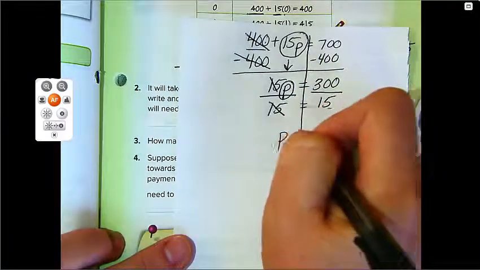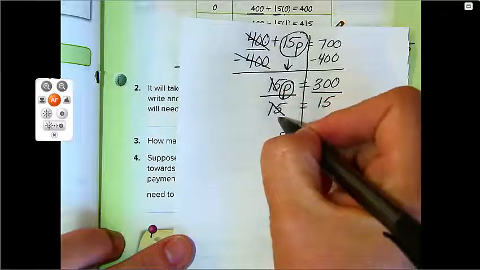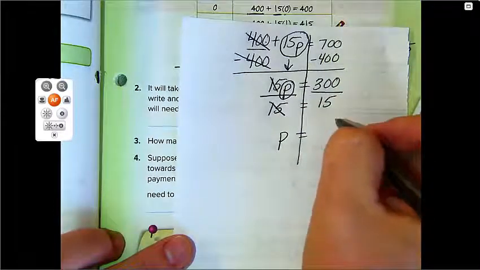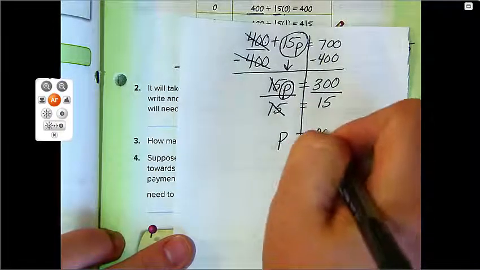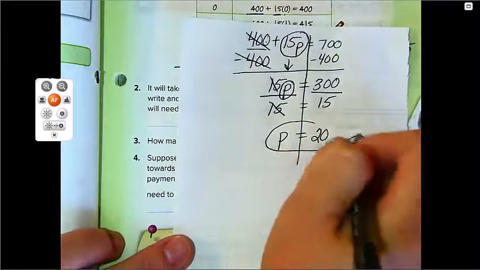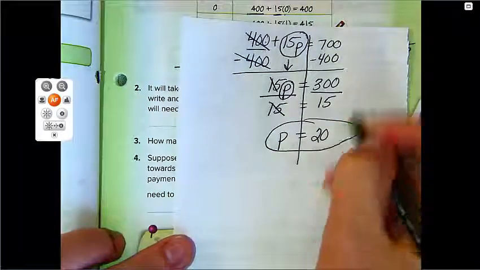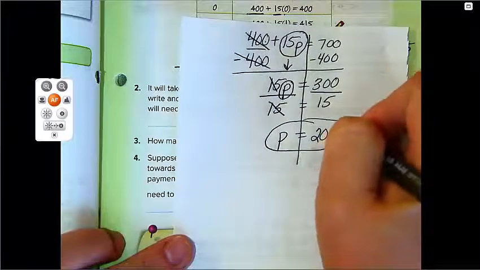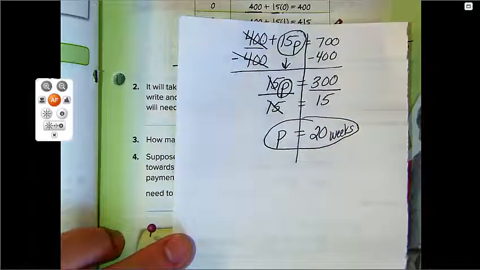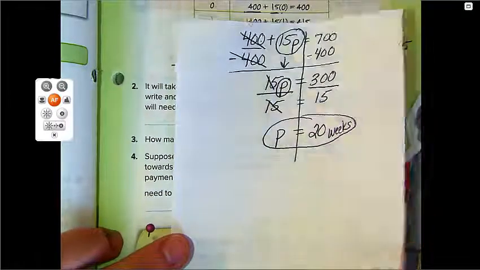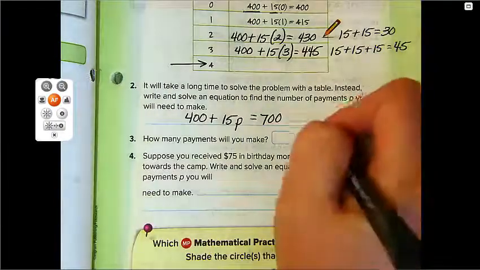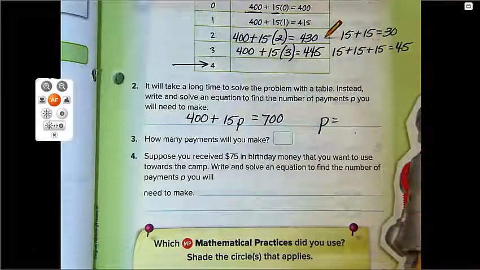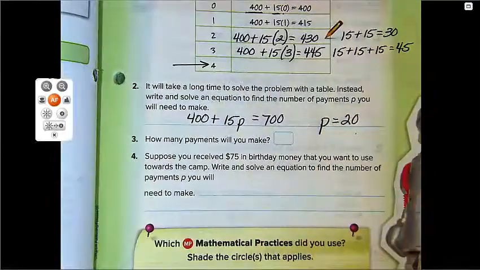I'm left with a p on this side because my 15s canceled each other out, and 300 divided by 15 is 20. So I know that I'm going to have to pay for 20, and then you have to label it 20 weeks. That's how many payments of $15 I'm going to have to make. So the number of payments I'm going to have to make is 20.